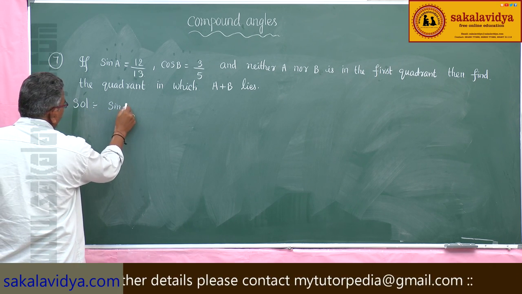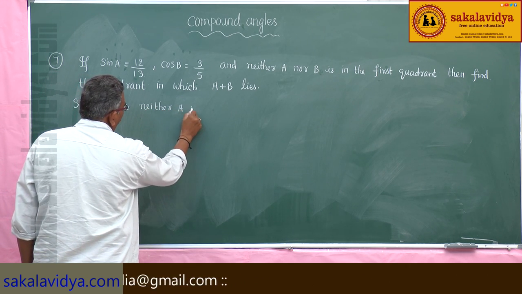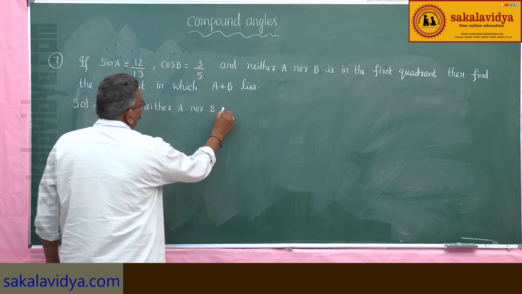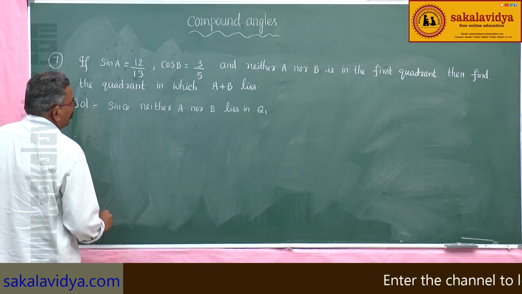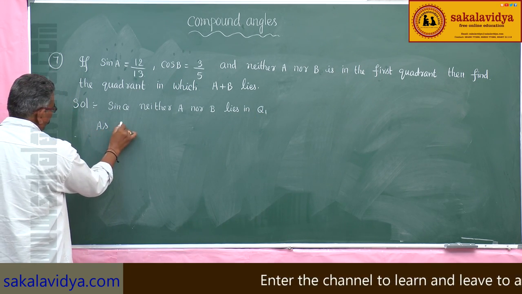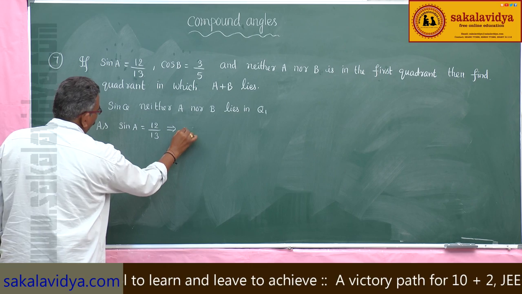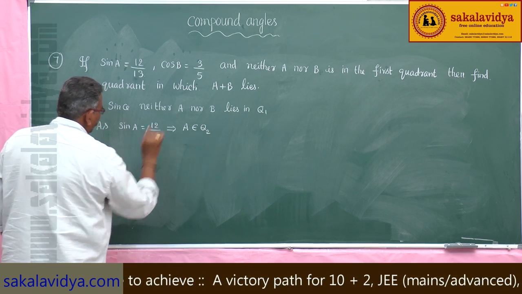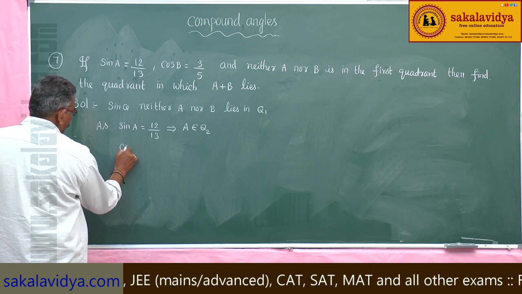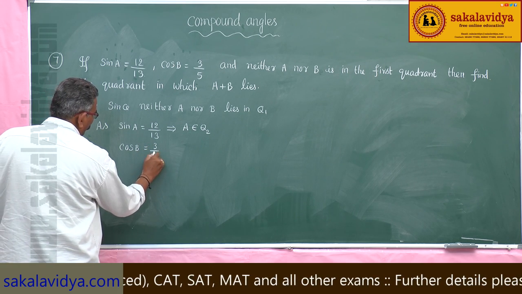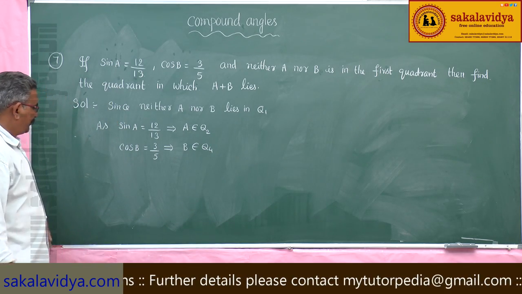So now, as per the given data, since neither A nor B lies in Q1, as sin A is positive, that means 12/13, A should belong to the second quadrant. In the second quadrant, sin is positive. As cos B is equal to 3/5, B must belong to the fourth quadrant, Q4. Let us take the figure.